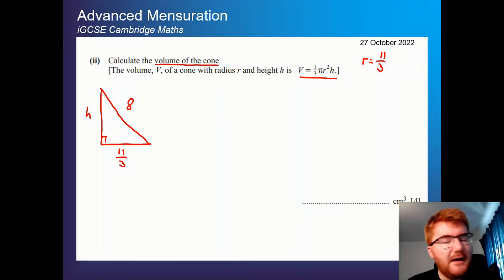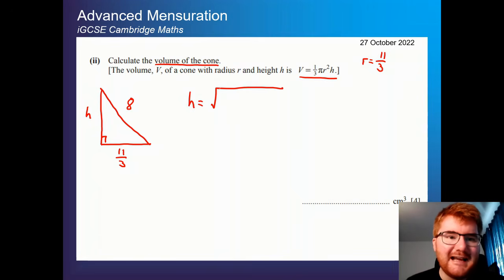Now again, we can use Pythagoras for this. Again, for the more advanced skills, so looking at the A grades, for example, I highly recommend you get in the habit when you use Pythagoras of just writing in one clean calculation.